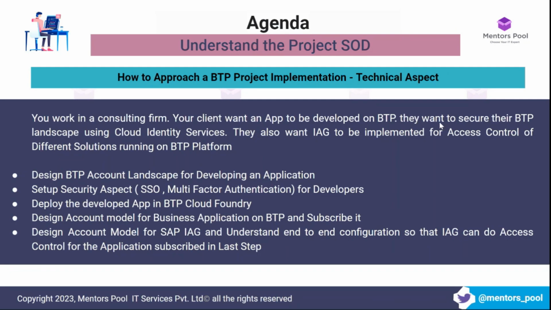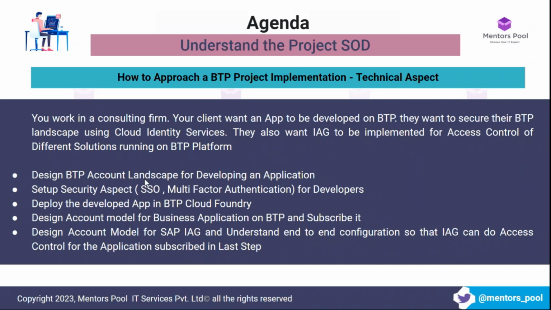Also, they want to secure their BTP landscape using cloud identity services. Securing means they want to do identity and access management of the applications running on BTP or the BTP platform itself, right? Also, later they want to implement IAG. Okay, and they wanted to do risk and governance using IAG for the applications which they have been using. It could be a custom application they developed, or an application which they have subscribed and which has been pre-delivered applications by SAP. Okay, so these are the aspects we are going to discuss.